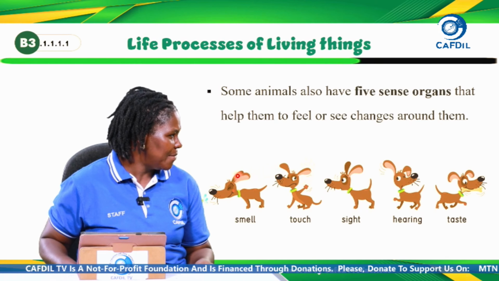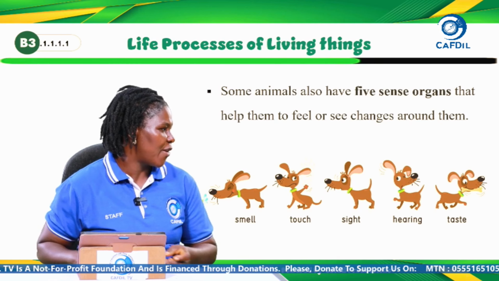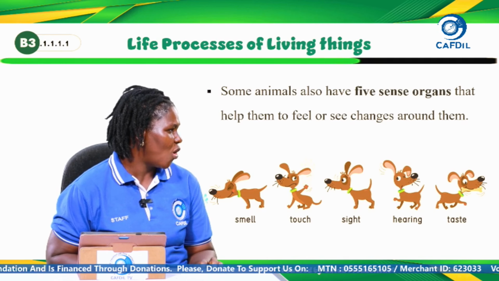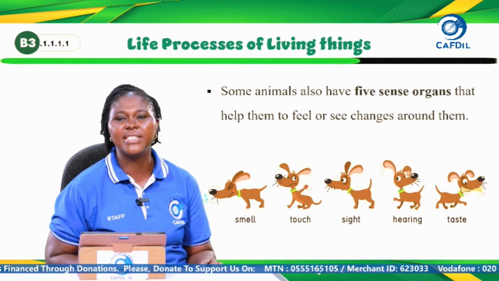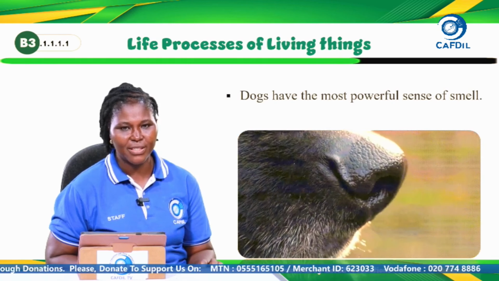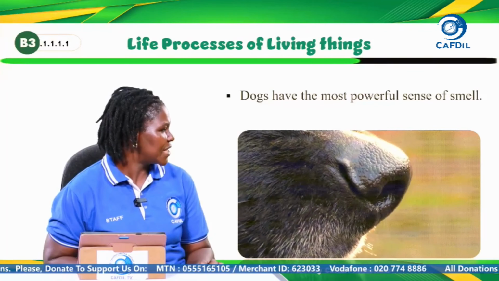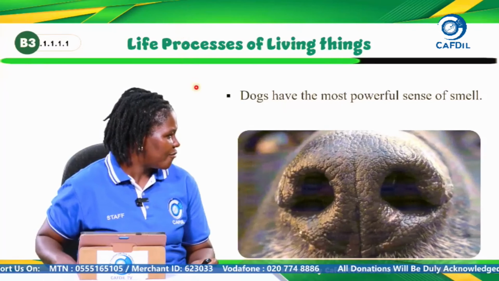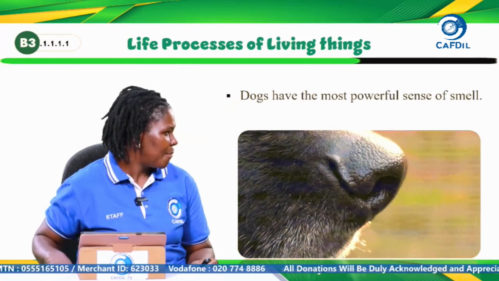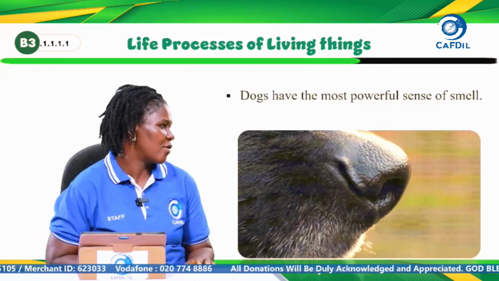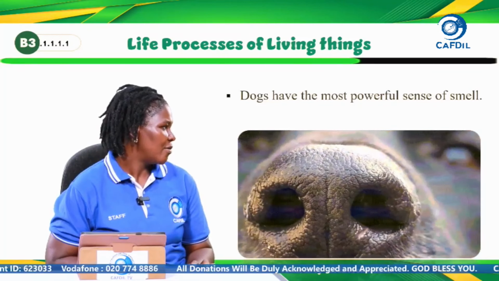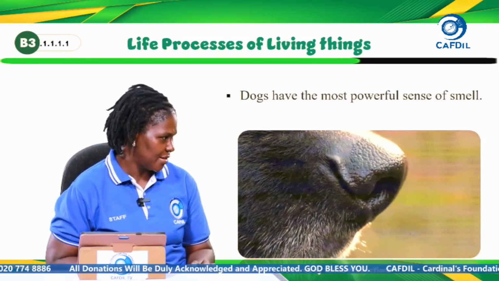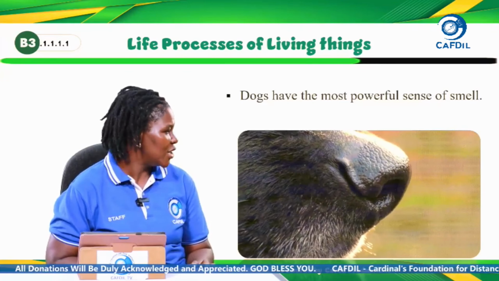So some animals also have sense organs that help them to feel or see changes around them. Yes, then let's look at some special animals. Look at dogs, they have the most powerful sense of smell. Look at the nose.